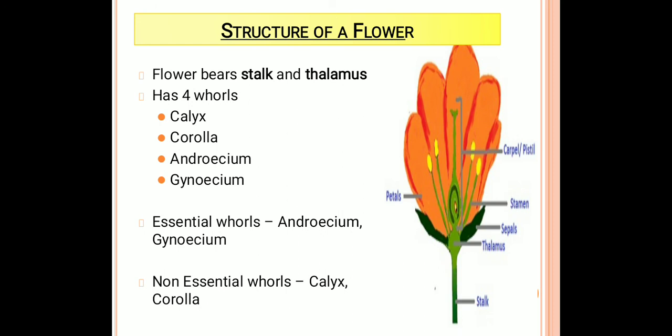Why are they called the essential whorls? Because they are directly concerned with sexual reproduction. That's why they are called essential or reproductive whorls. Then the next one is the non-essential whorls. Non-essential whorls means that they do not take part in the reproduction. That's why they are called non-essential, or accessory whorls.